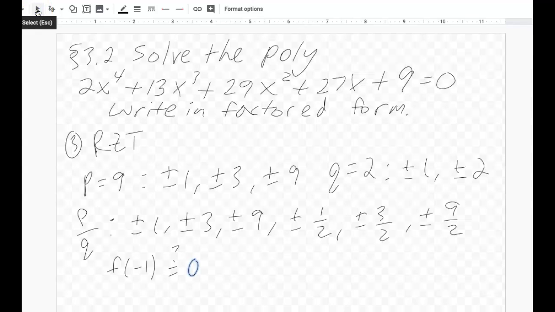Alright, let's continue with part 2. We're going to go ahead and test the zeros. I'm going to start with -1 and I'm going to use synthetic division.